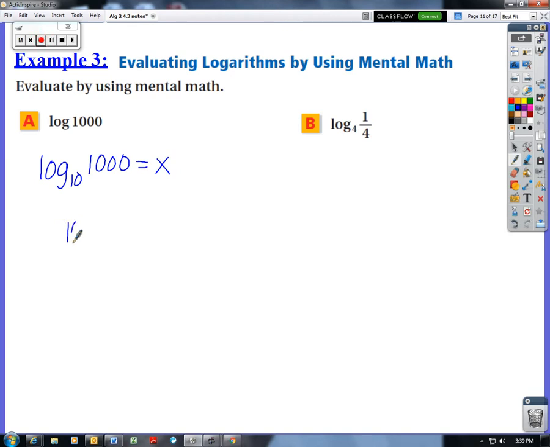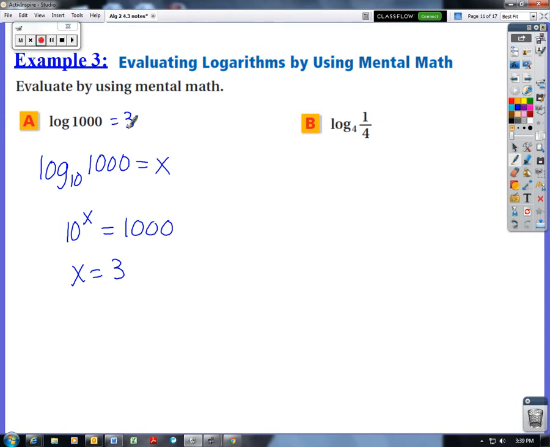So the base is 10, the exponent is x, because all logarithms equal exponents. And we get this. And then we can see, 10 to what power equals 1,000? Well, that's 3. So therefore, x is 3. So that means this equals 3.